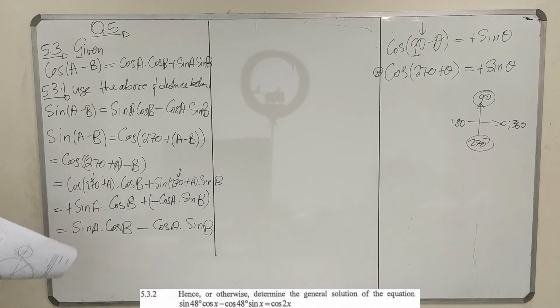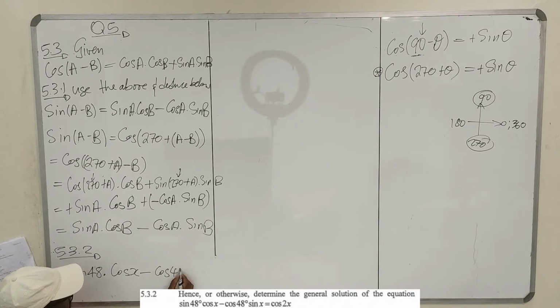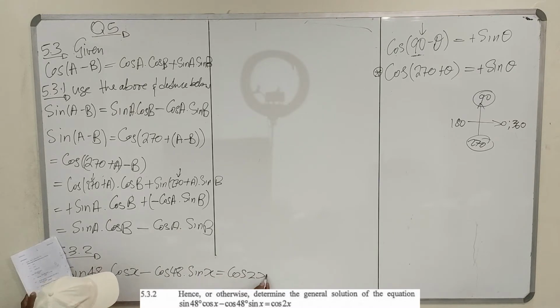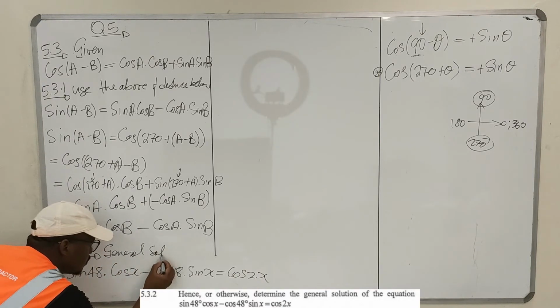So now they want us to find the general solution for this thing here. This is 5.3.2. They want us to find a general solution for sine 48 cos x minus cos 48 sin x is equal to cos 2x. They want us to find the general solution to this thing.